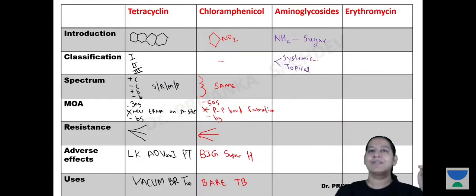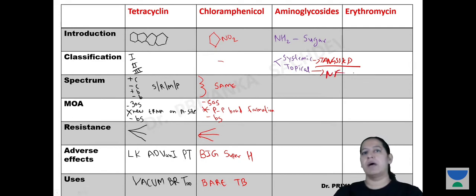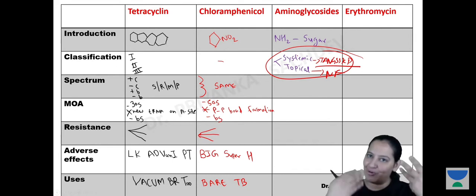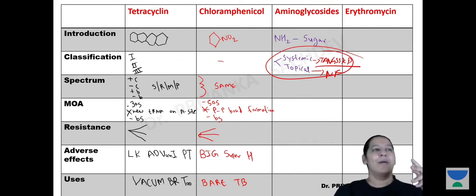So write down systemic here: TANGS, KP, total 8 letters. Topical only 2 letters: NF, neomycin, framycin. You will never forget now. Many MCQs are coming on it. That's why I'm asking you to learn it. So you know it. Now coming on the spectrum.